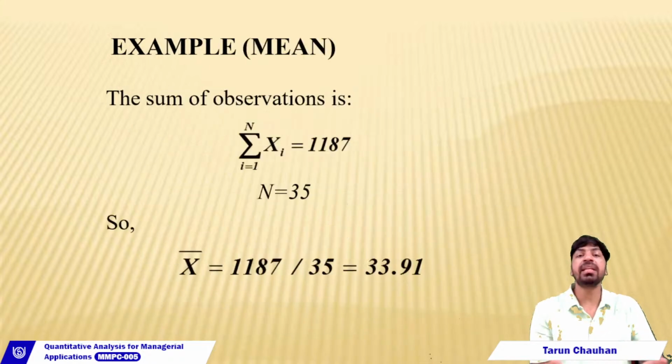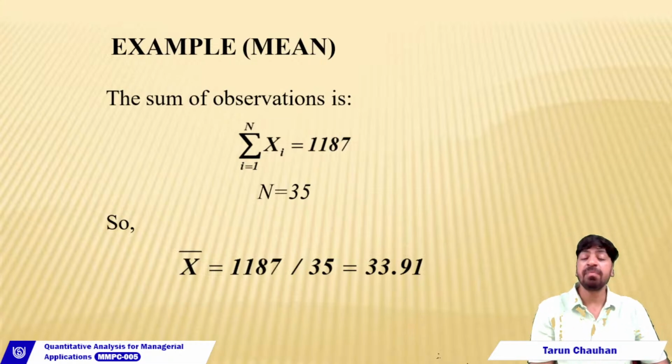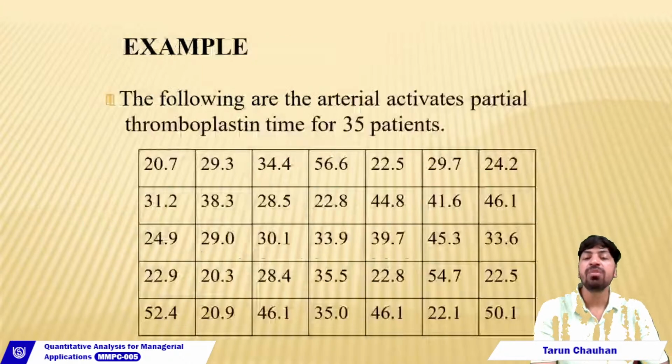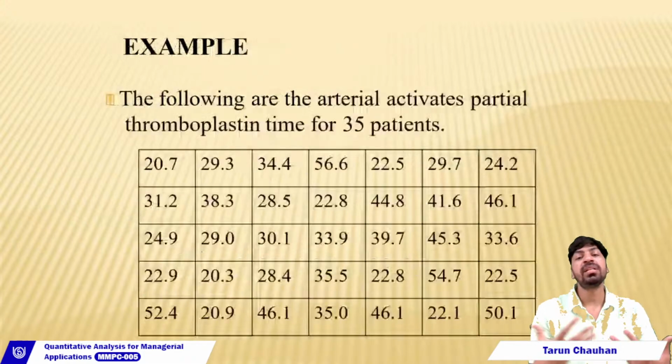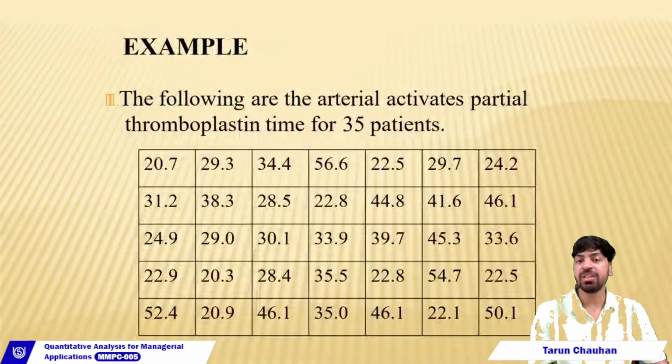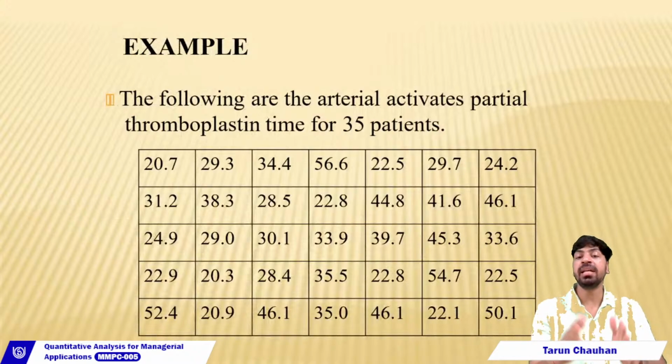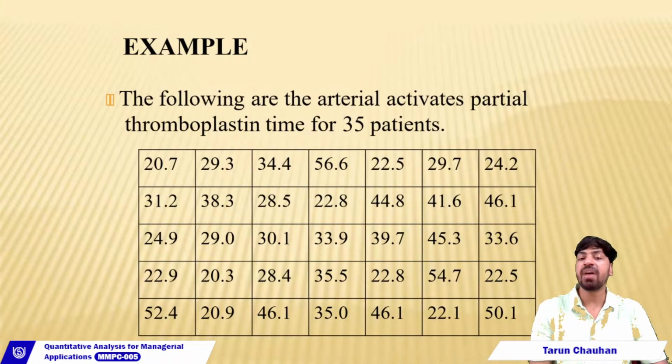So this is how to calculate the mean. The mean for raw data is sigma x by n. Here sigma x is the summation of all the values, which comes to 1187, and n is the total number of observations, which is 35. If 35 is not given in the question, you can easily calculate the number of observations from the data itself. If you go through the table, it stands for 35 patients.